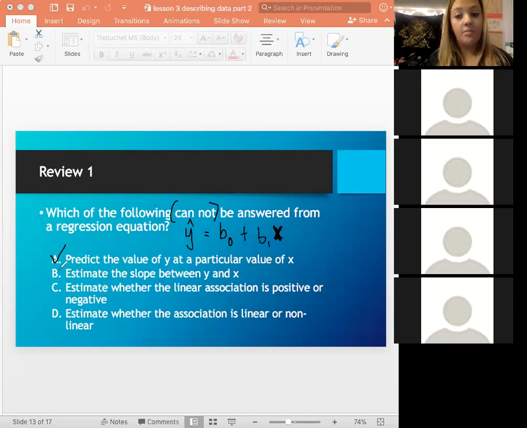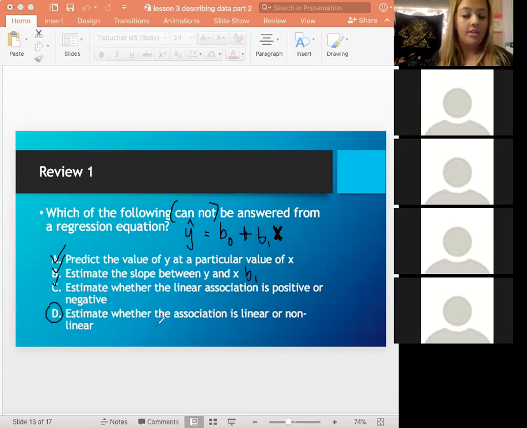B, estimate the slope between y and x. Yep, because that's our b subscript 1. We can do that. C, estimate whether the linear association is positive or negative. We can do that because it just depends on the sign of our slope. So D is the only one that we can't do.